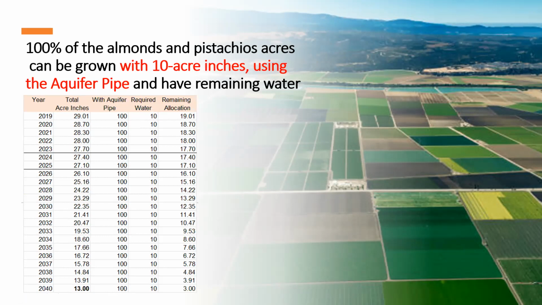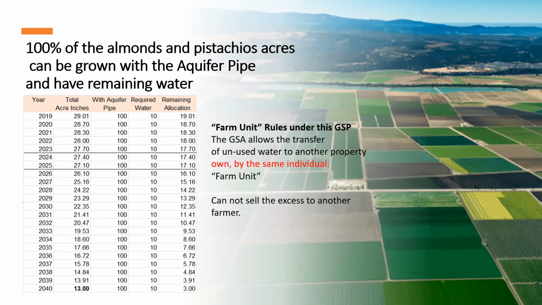What's unique about our company is that we're able to grow crops with 10 acre inches using our aquifer pipe. So if you had our infrastructure on that same land, you'd be able to have 100% production and actually have water left over each year. Even in 2040, you would have 3 acre inches left over. You can't sell that water to another farmer, but you can use it within your own farming unit.